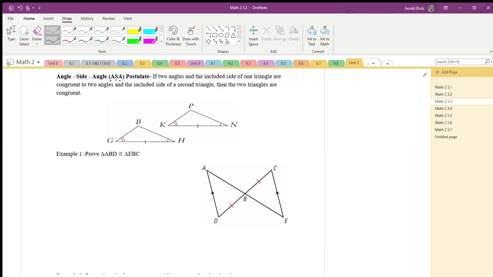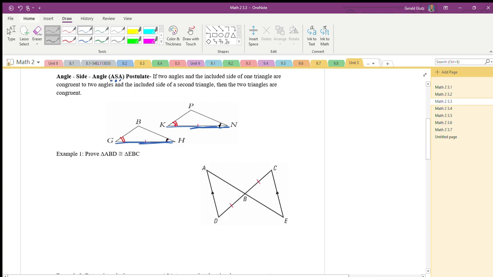So for example, I know that angle N and angle H are congruent. I know that angle K and angle G are congruent. And then GH and KN are congruent to each other. So notice that these two angles are the congruent ones, and the side in between the two angles, or touching the two angles, is also the congruent side. Same down here. So angle, angle, and then side in the middle, or in between them. It's touching both angles.